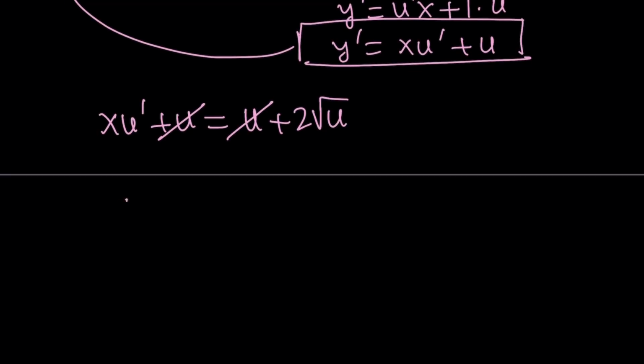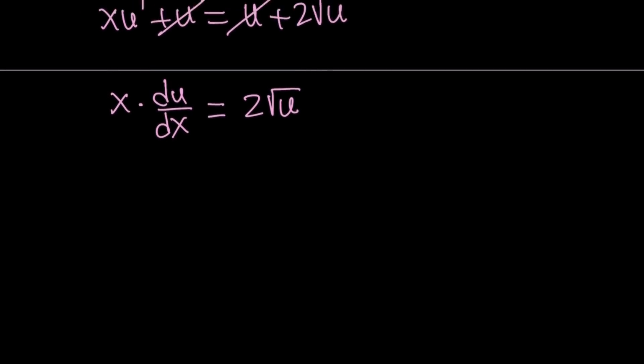Let's go ahead and write u prime as du over dx. Remember, I had already told you u is a function of x, so u prime can also be written as du over dx, which means the derivative of u with respect to x. And that equals 2 times the square root of u. Now we're going to keep the 2 and the square root of u together because it's better that way.